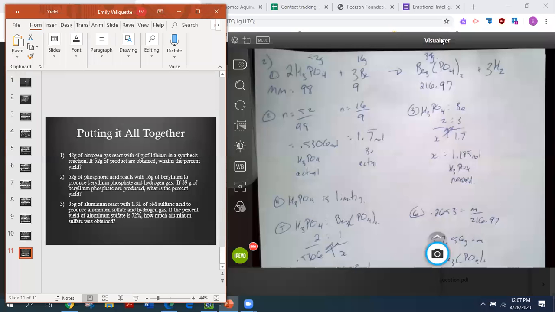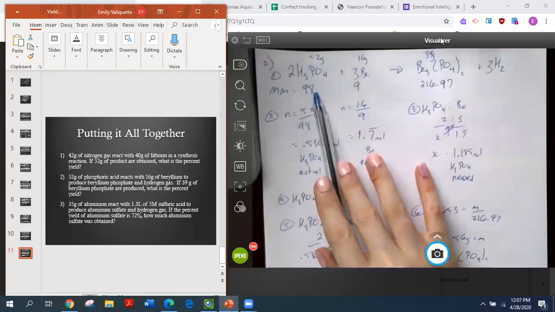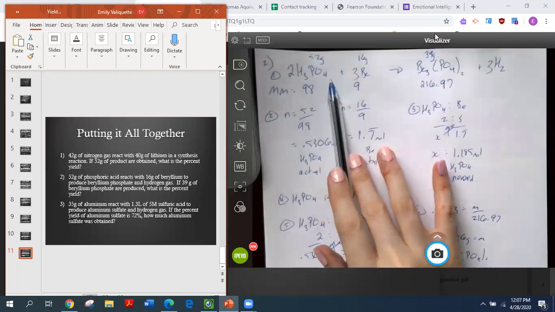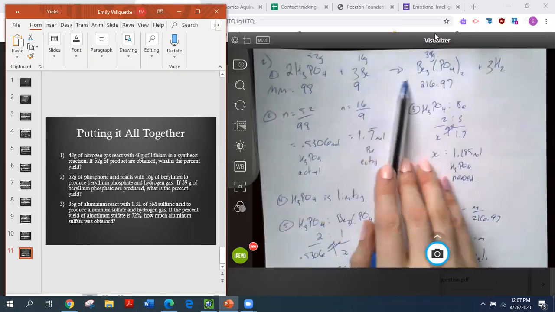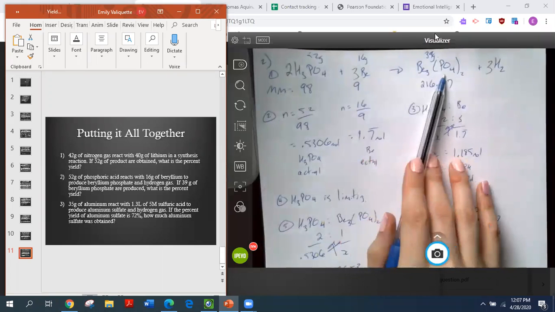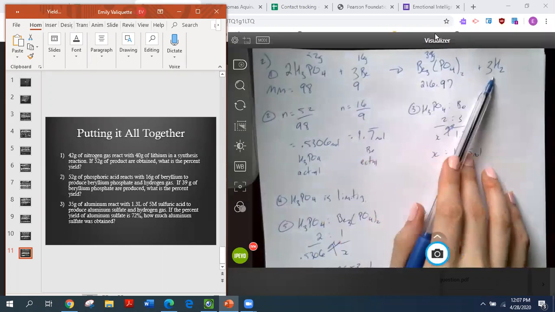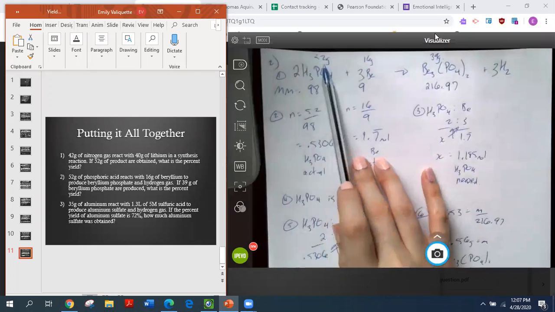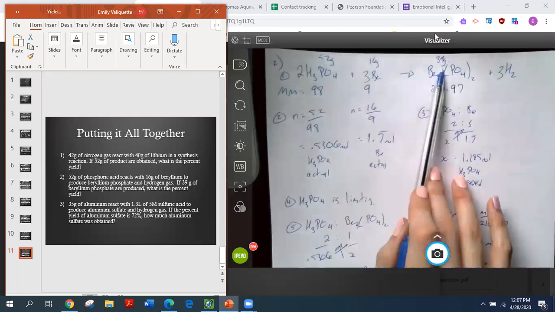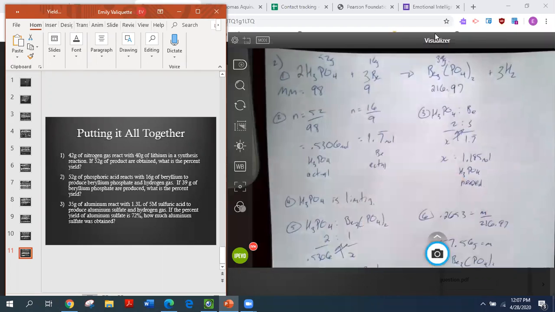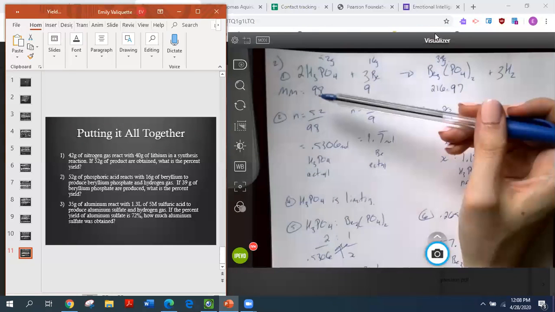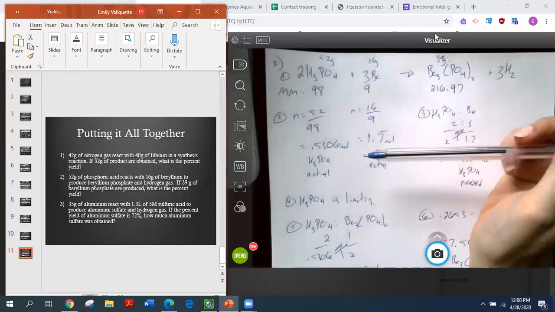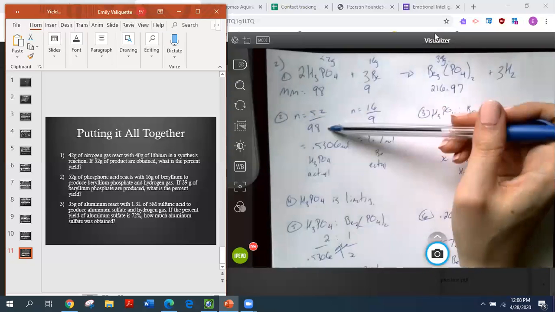Okay, for the second question, we have phosphoric acid, which is H3PO4, reacting with beryllium. We're making beryllium phosphate, which is Be3(PO4)2, and hydrogen gas. We're given the mass of both our reactants as well as the beryllium phosphate. So I'm going to start by finding the molar mass of all of those and balancing my chemical equation. Then I have to identify which of my reagents is limiting. So I'm going to do moles equals mass over molar mass for each of them.